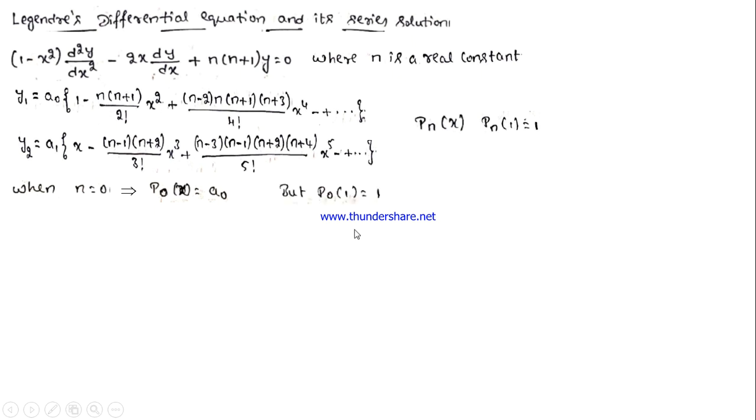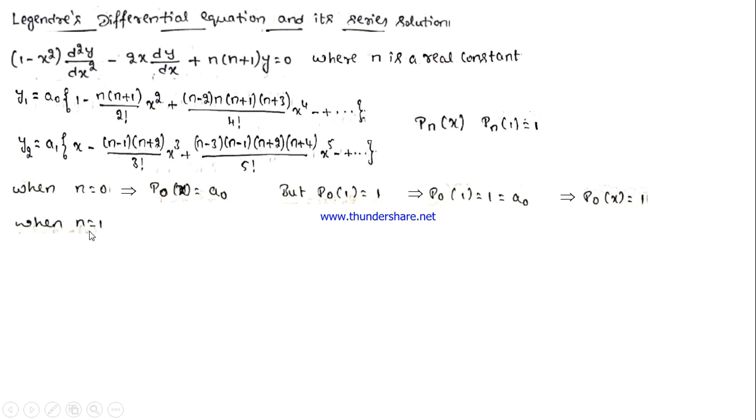So P naught of 1 is equal to 1, which means put x is equal to 1 in it. That gives P naught of 1 is equal to a naught, which is 1. Which means what is the value of a naught? It is 1. Substitute back in this. So my Legendre polynomial of order 0 is given by what? 1. P naught of x gives the Legendre polynomial of order, sorry, order 0, and that is equal to 1. Now put n is equal to 1.